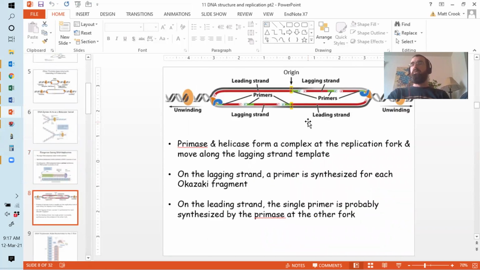So here, for example, you can see every time you have a lagging strand, you have to have a primer, right? And you can see, I'm not sure what that blue thing is. I think that's primase, maybe. Never fully explained, to be honest.